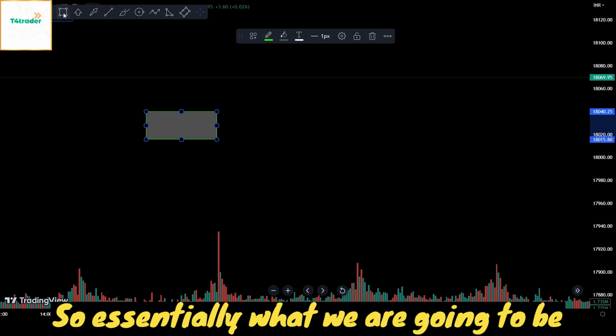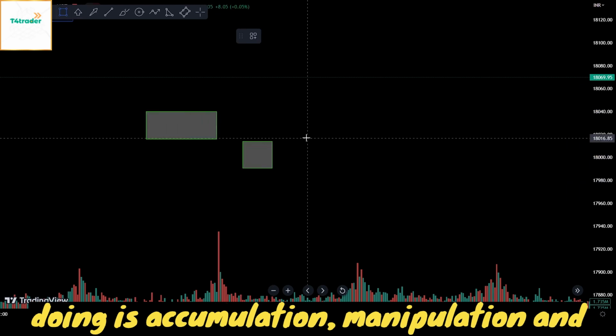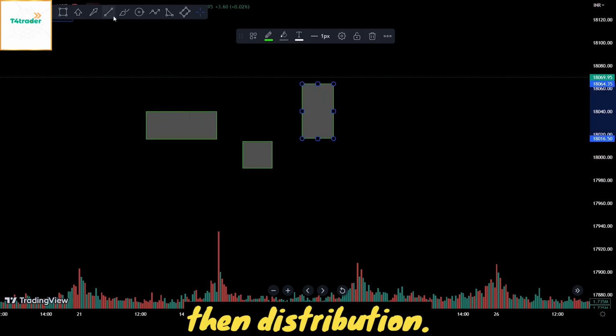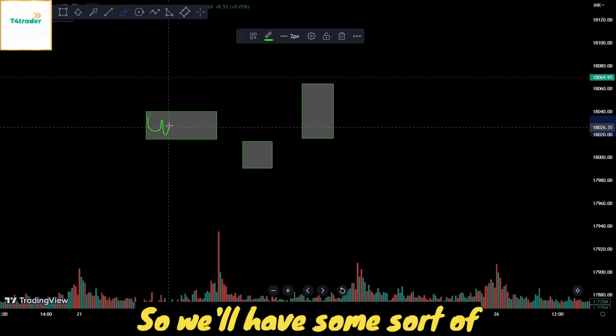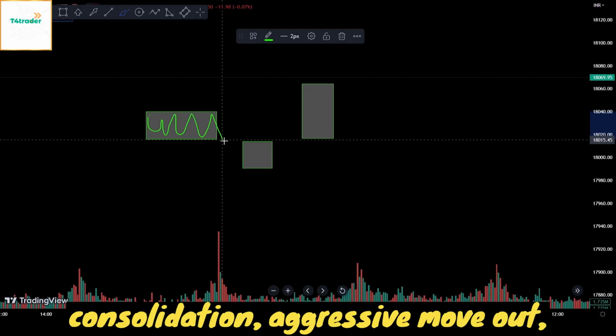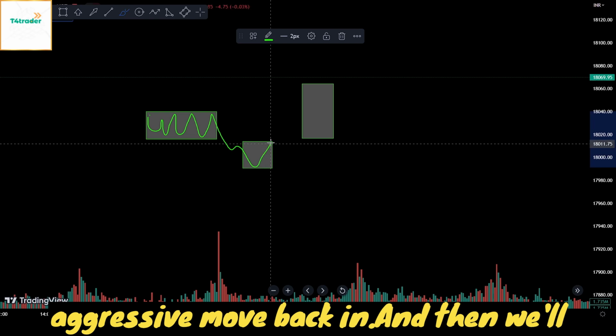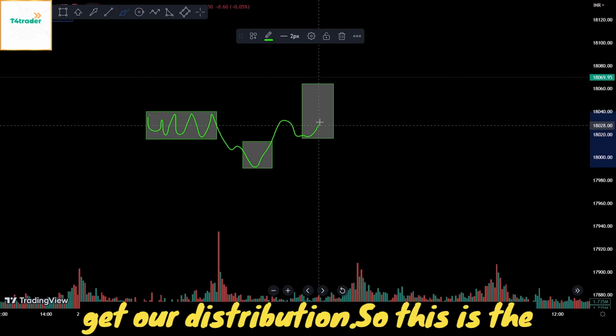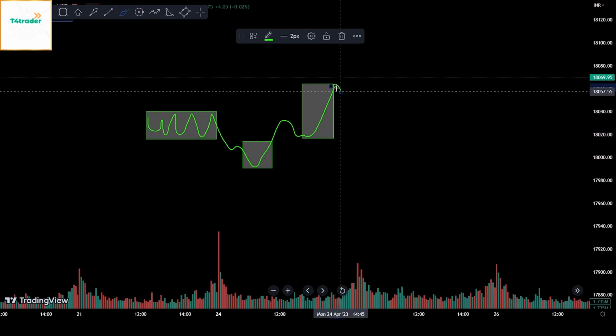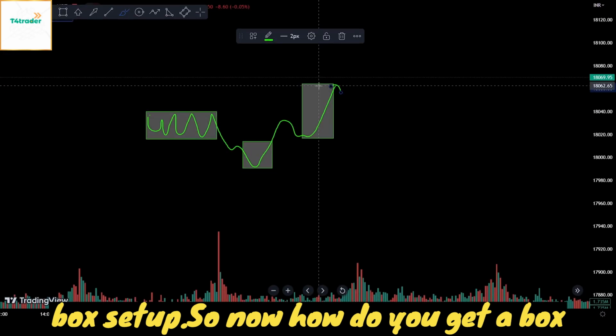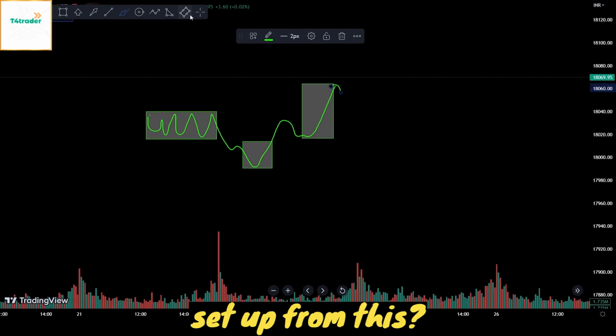So essentially what we are going to be doing is accumulation, manipulation, and then distribution. So we'll have some sort of consolidation, aggressive move out, aggressive move back in. And then we'll get our distribution. So this is the box setup. So now how do you get a box setup from this?